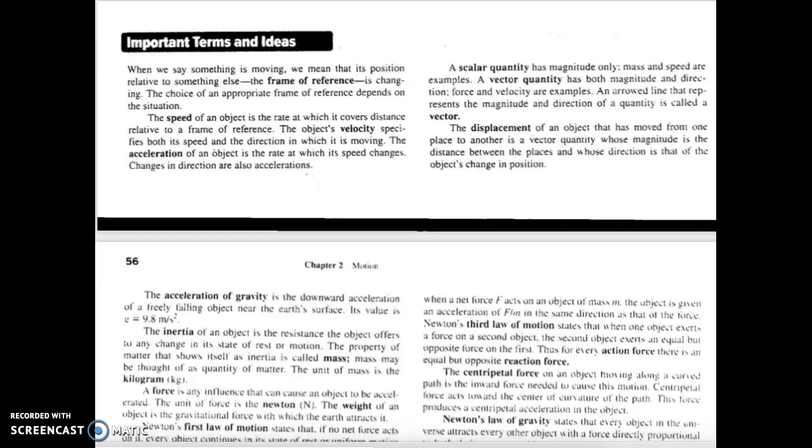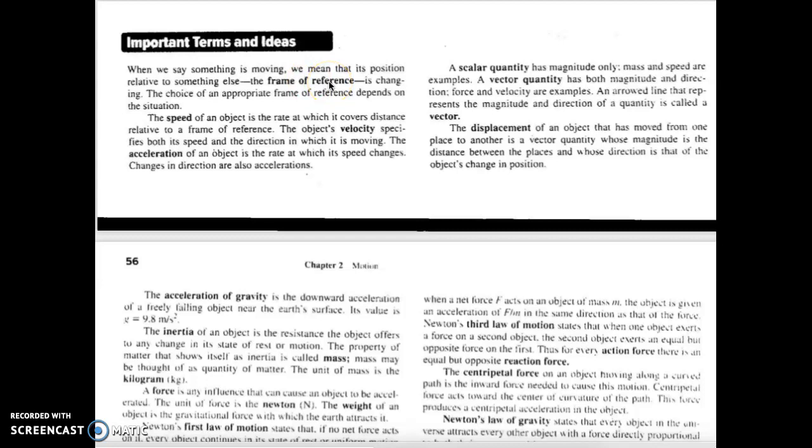Okay, so young people, this is the summary of important terms and ideas for chapter 2. What I want you to do is pay close attention to all of the boldface or the italic boldface words in this section and learn these terms. Some may be single words, some may be multiple words. The first one refers to frame of reference.